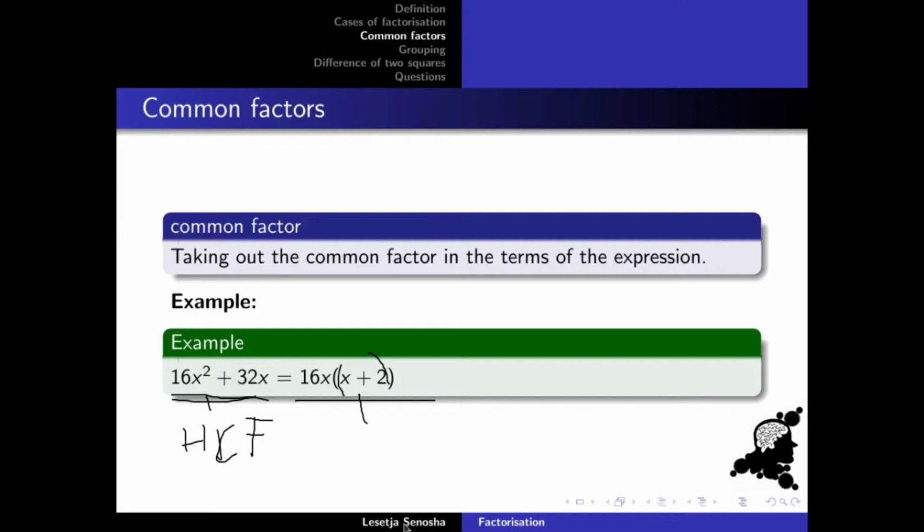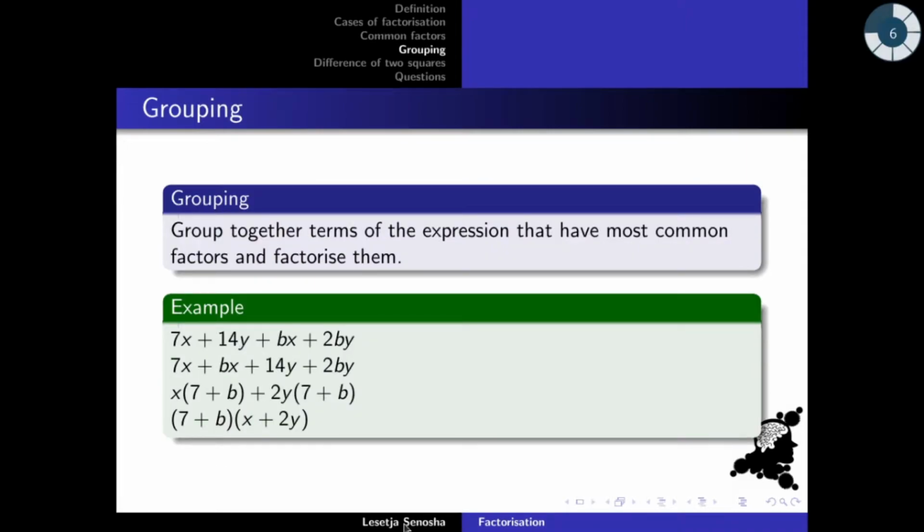Right, now let's go to the next one, grouping. With grouping, we're still going to factor out the common factors, but in this case we have to group together terms of the expression that have the most common factors and factorize them. So we're going to look for the ones that have the most common factors and group them together. After grouping them together, then we can take out what is common in them. We can take out their highest common factor.